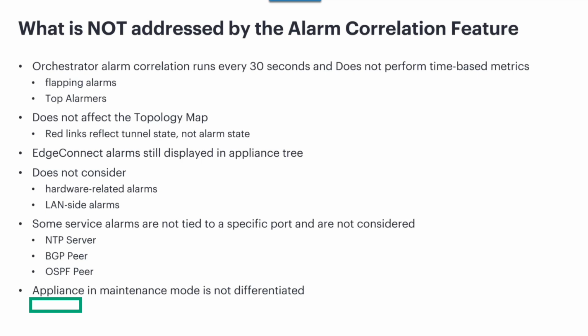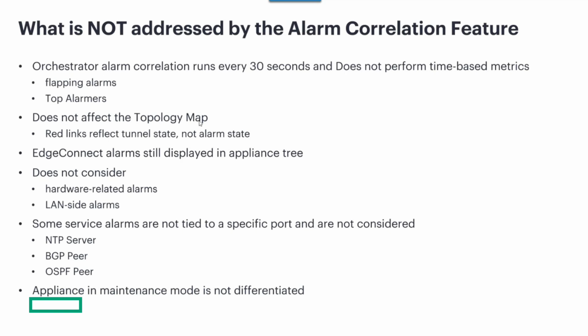So I mentioned earlier, the Orchestrator correlation loop runs every 30 seconds. What happens if you have flapping alarms? It doesn't solve that problem. This is meant for alarms that last in terms of minutes or days. Does not affect the topology map.